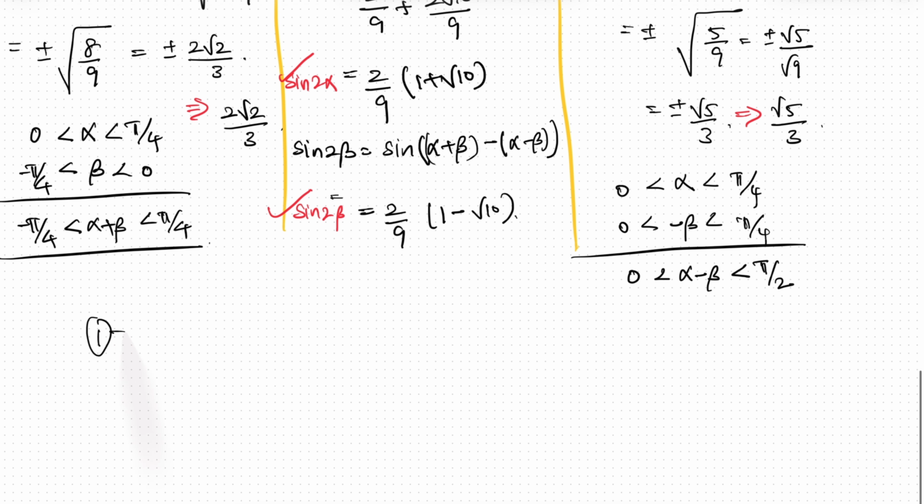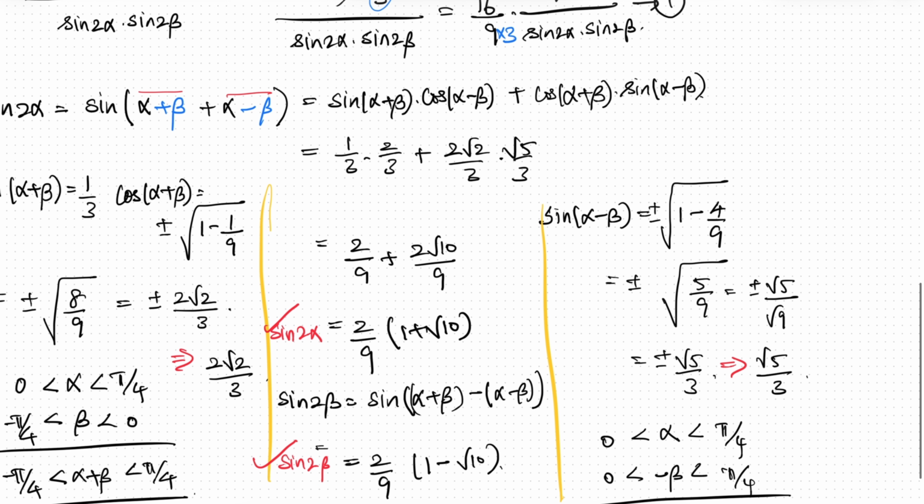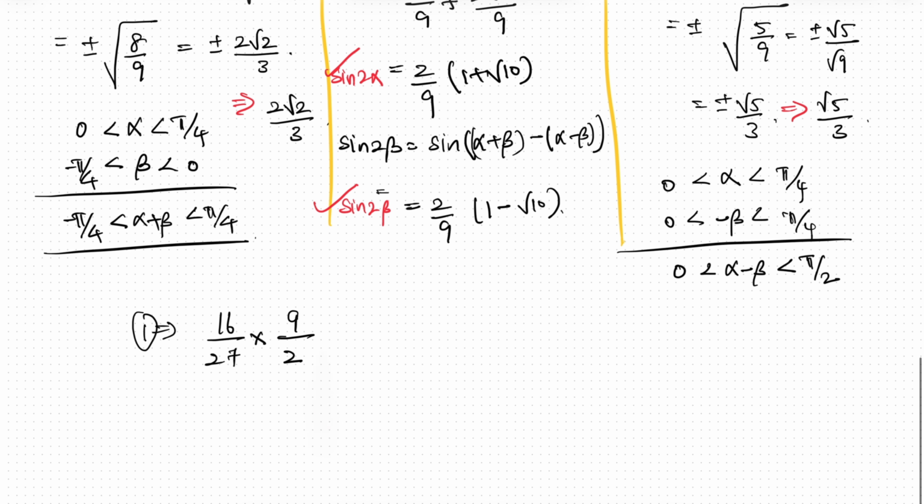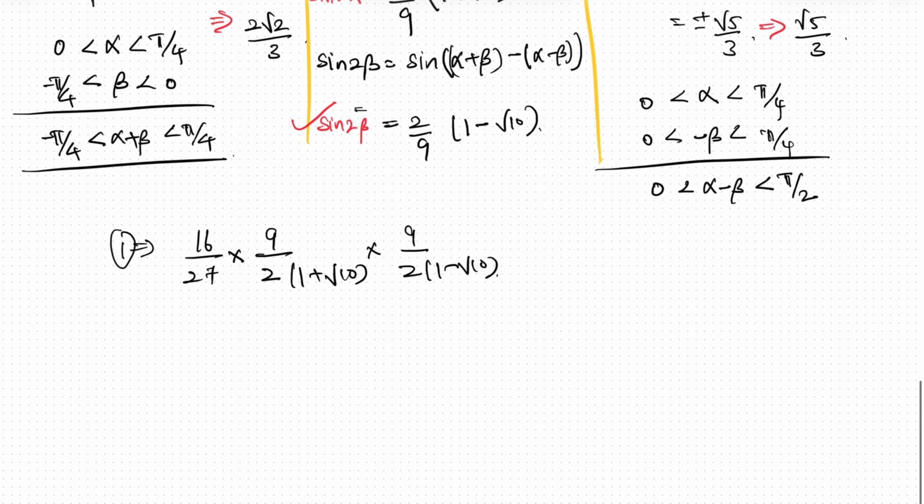So your first expression becomes 16 by 27 into reciprocal of sine 2 alpha. So reciprocal of sine 2 alpha would be 9 by 2 into 1 plus root 10, into 9 by 2 into 1 minus root 10. So 9 times 3, 2 times 2, 4, 4 4s are 16, so 4 by 3 into 9 into a plus b into a minus b would give me 1 minus 10, which is minus 9. I'll be having minus 1 over here. So the answer will be minus 4 by 3.